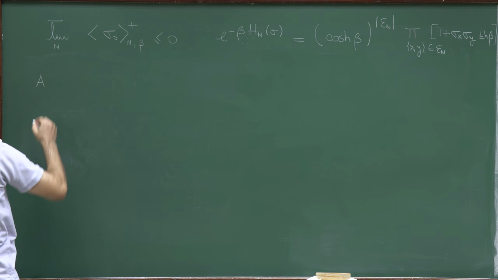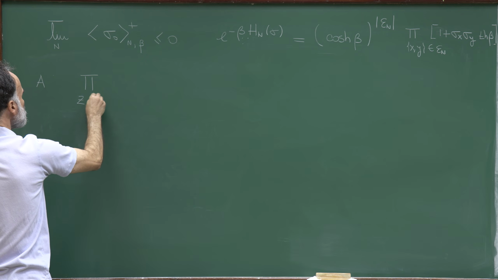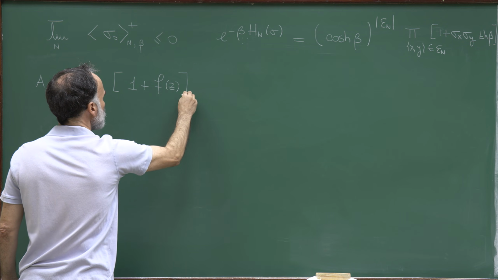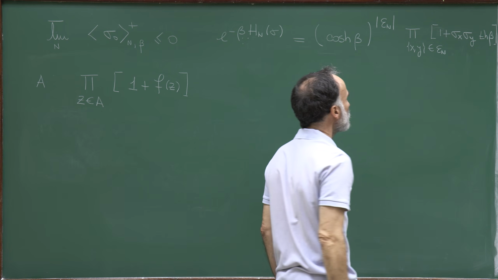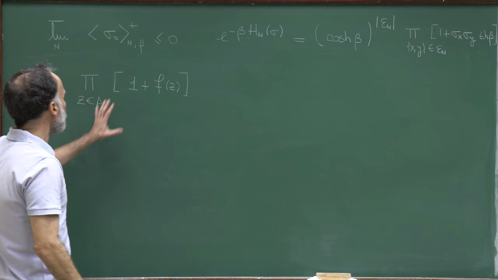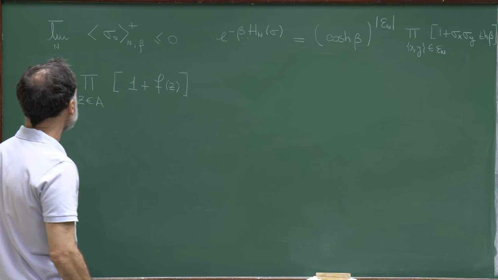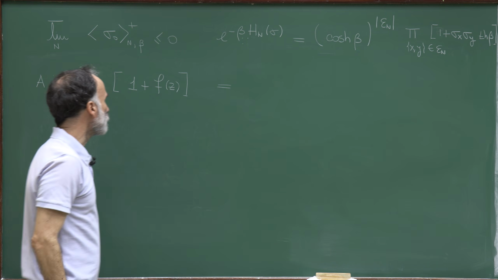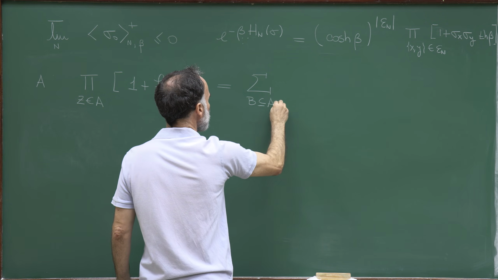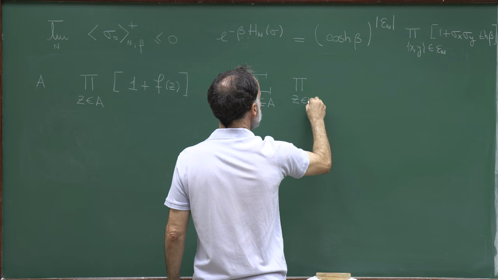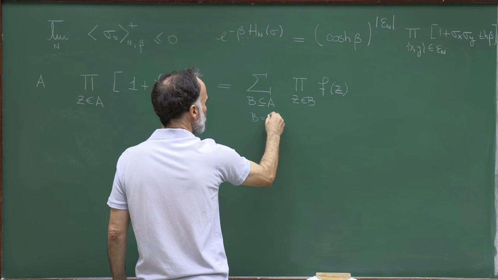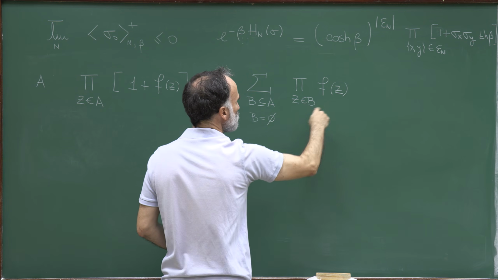Suppose that I have a finite set A, and I have a product over z in A of 1 plus f of z. This looks very similar to what I have here. Note that instead of writing hyperbolic tangent, I just wrote th of beta. So the point I want to make is that we have the following identity. This product can be written as a sum over all subsets B of A of the product for z in B of f of z. Mind that here I'm taking the empty set, so B can be the empty set, in which case I have here 1.